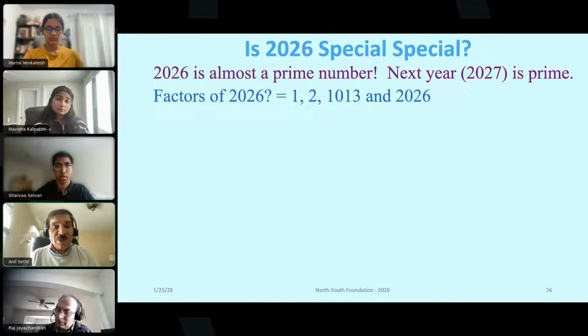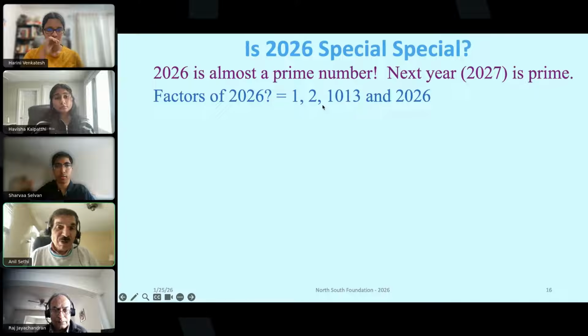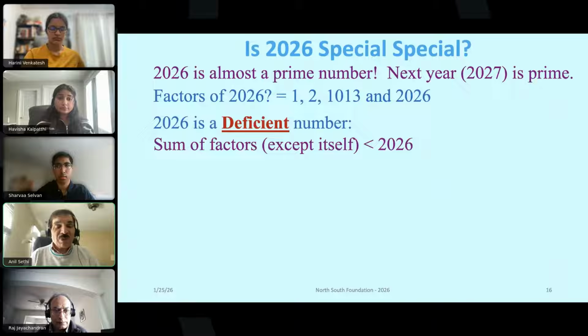In order to be a prime number, we have to be sure that it only has 2 factors, 1 and itself. But in this case, 2026 has basically 3 unique factors: 1, 2, and 1013. Numbers that are almost prime have this kind of property. Although 2026 is not a prime number, it is special in the sense that it is called a deficient number.